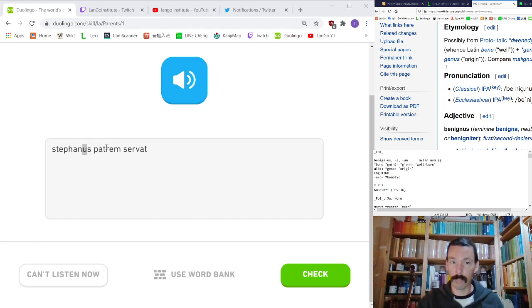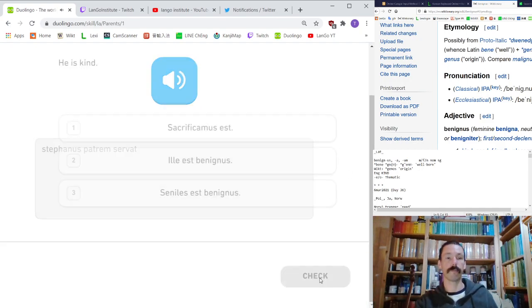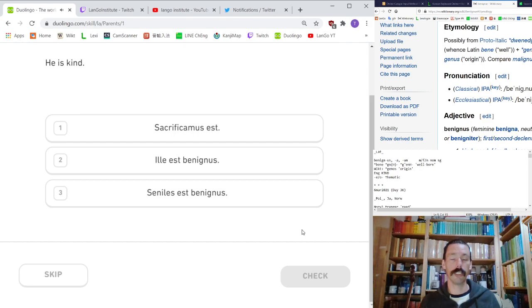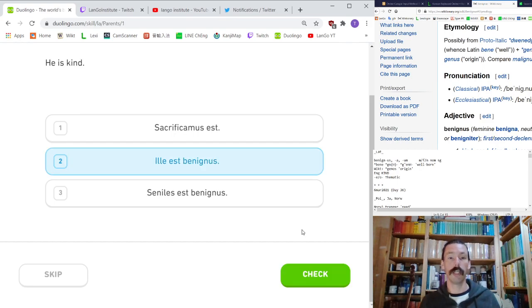While patrem, instead, the final m tells us that the stem ends in a consonant. This r is where the stem, where the meaning is, resides. The meaning, father: he saves the father. He is kind, ille est benignus. You have freedom of word order. The verb could also go at the end.